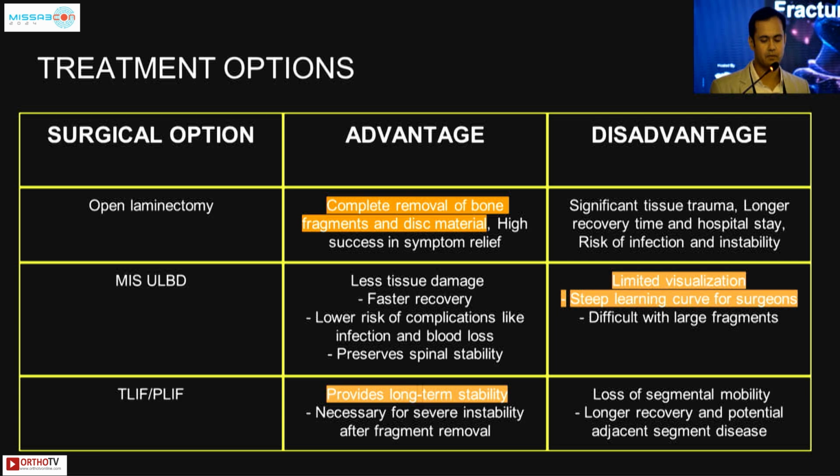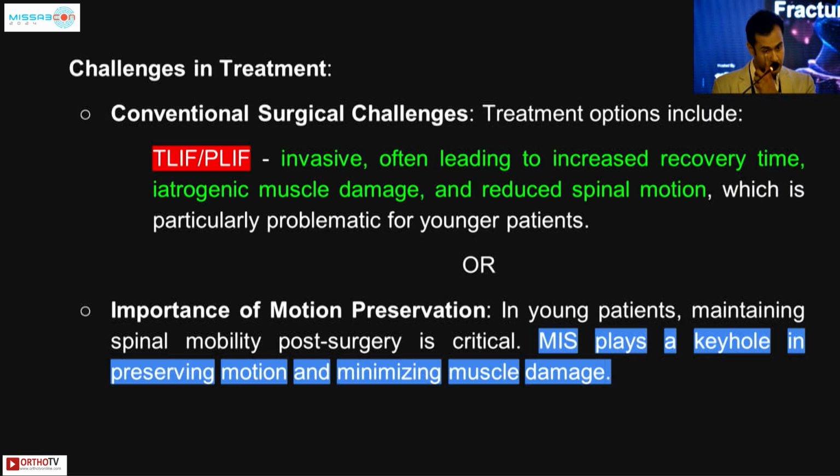TLIF and PLIF provide good long-term stability, but cause a loss of segmental mobility with longer recovery time and potential adjacent segment disease. The conventional TLIF or PLIF procedure is invasive, and it often leads to increased recovery time and causes iatrogenic muscle damage. The main disadvantage is fusing the spinal segment, which is particularly problematic because this is commonly seen in younger patients. So this is where MIS plays a key role in preserving the motion and minimizing the muscle damage.